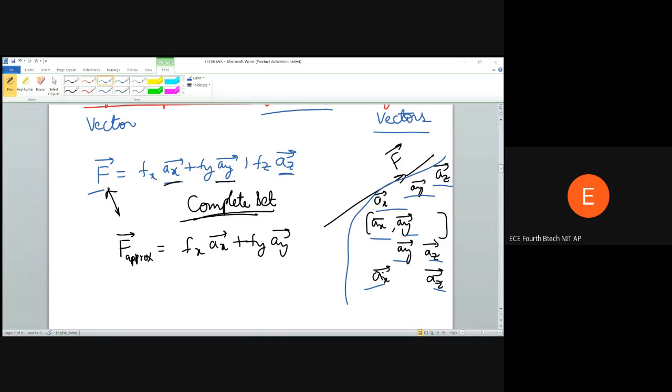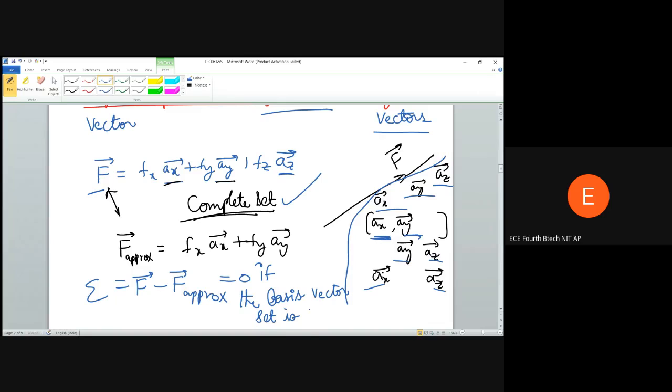So the error will be minimum or 0 if and only if the representation basis, actually these are called basis vectors, is a complete set. So if at all the basis vectors are a complete set, then the error will be 0. That means f bar minus f bar approximate, which is the error E, is equal to 0 if the basis vector set is complete.